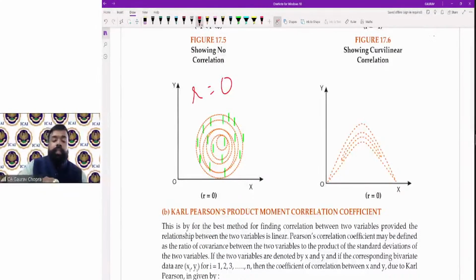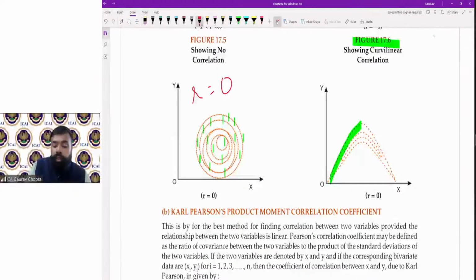And in the last case, 17.6, it says curvy linear correlation. So curvy linear means when there is a curve, जहां पे एक curve बनता है, it is known as curvy linear correlation. So curve कैसे बनता है? Values are getting increased first. Starting में value increase हो रही है.